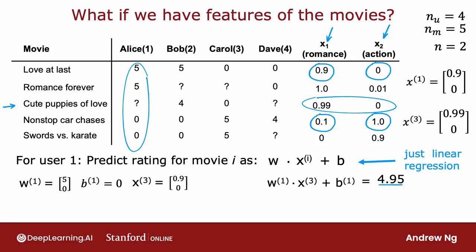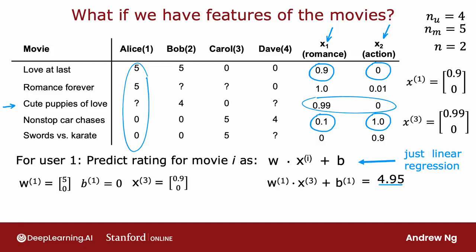And this rating seems pretty plausible. It looks like Alice has given high ratings to Love at Last and Romance Forever, to 2 highly romantic movies, but given low ratings to the action movies, Non-Stop Car Chasers and Swords vs. Karate. So if we look at Cute Puppies of Love, well, predicting that she might rate that 4.95 seems quite plausible. And so these parameters, W and B for Alice, seems like a reasonable model for predicting her movie ratings.